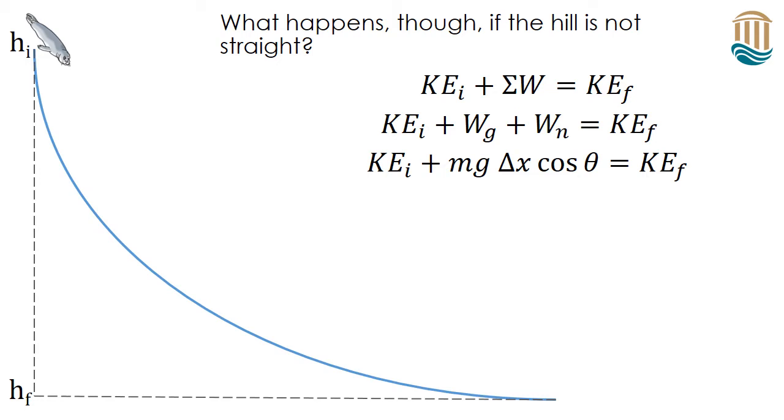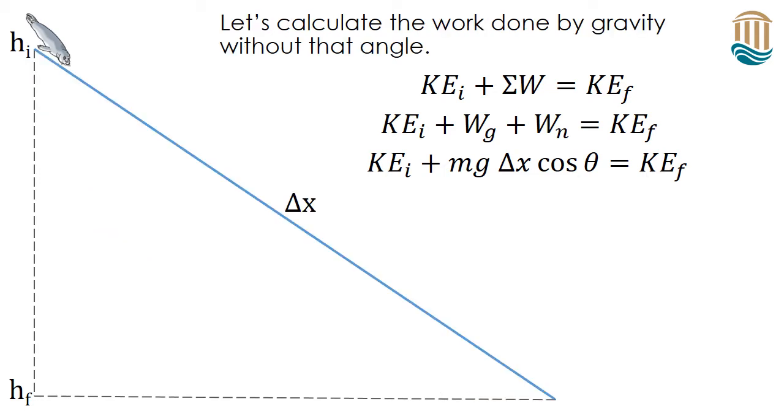But now what happens if the hill is sloped like this? Gravity is still the same, but the angle between gravity and the direction of travel is changing the entire way down, so we can't use this formula as is. So let's go back and see if we can figure out a way to calculate the work done by gravity without that angle.